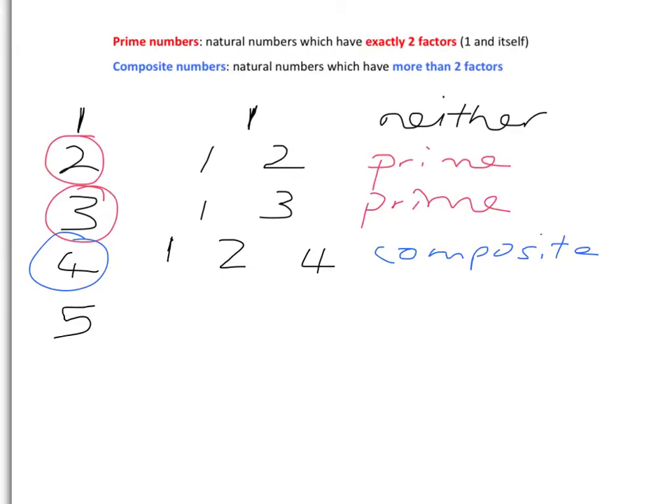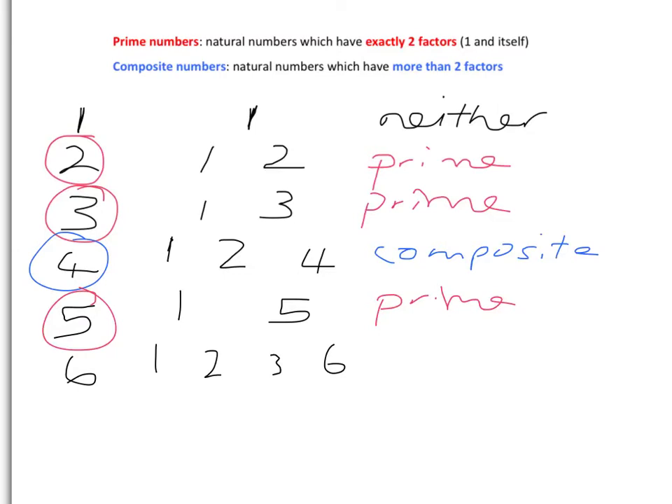A number like 5, well, if we go and find its factors, 1 is a factor, and obviously its partner is 5. 2 doesn't go in, 3 doesn't go in, 4 doesn't go in. So the only factors it has are 1 and itself, which tells us we are in the situation of a prime number. What about 6? Well, we know it has factors 1 and 6. It also has 2 as a factor with its partner of 3. We're in a situation of more than two factors, which tells us that we are dealing with a composite number.